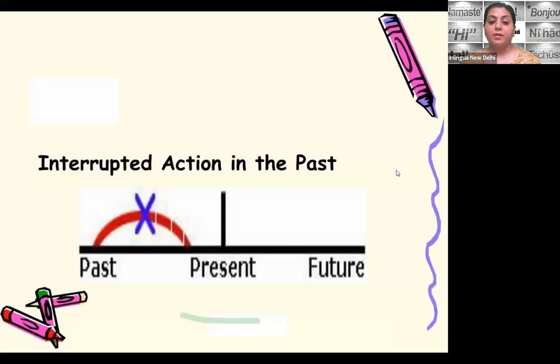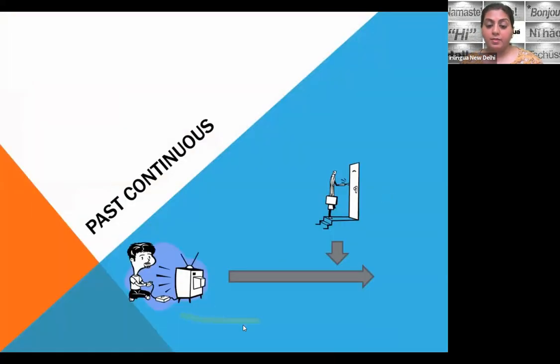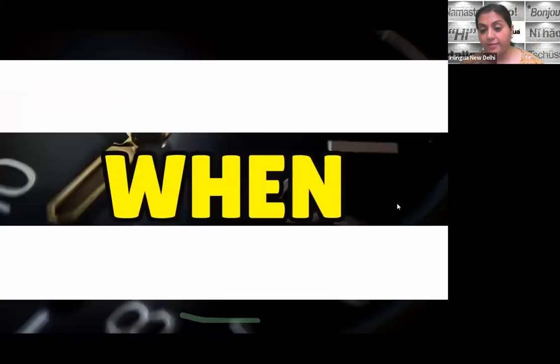Past. Same chart. The longer activity is the red line, and the shorter action is the blue cross. That is the action which interrupted the long action in the past tense. This man is working on the computer and the bell rang. I was working on the computer when the bell rang.